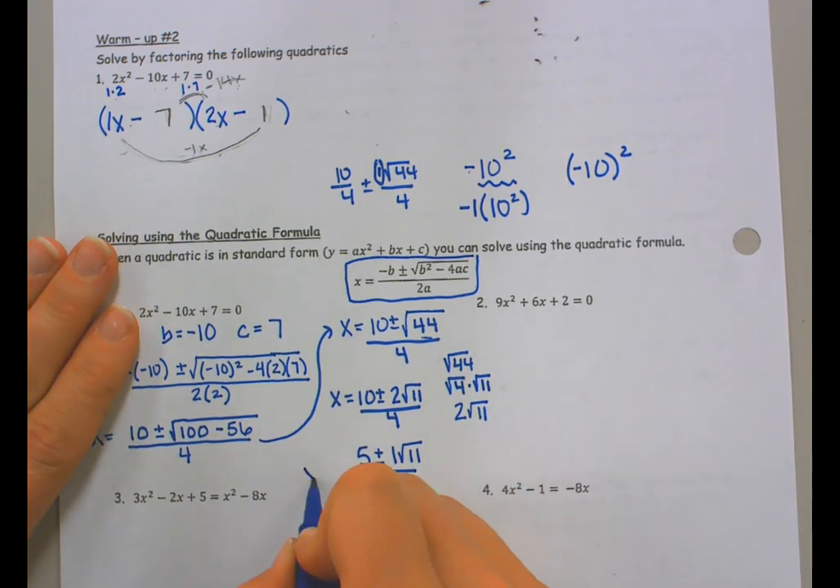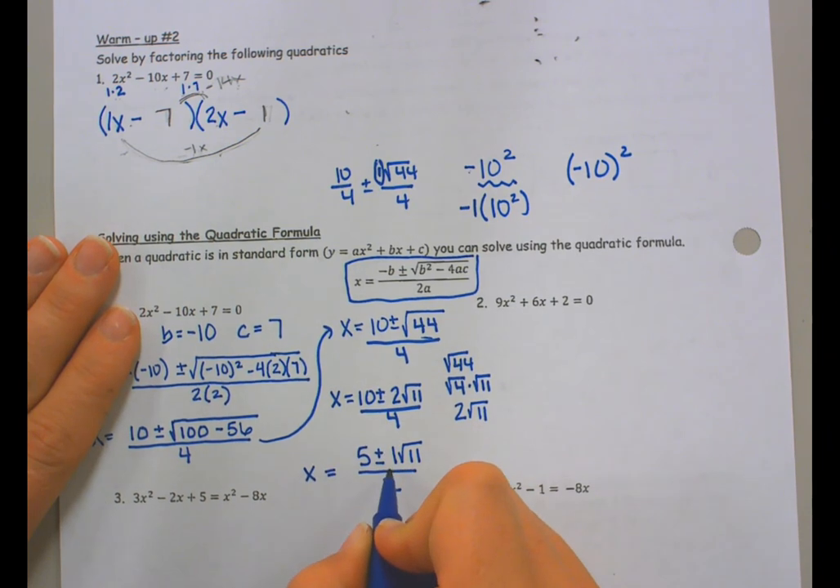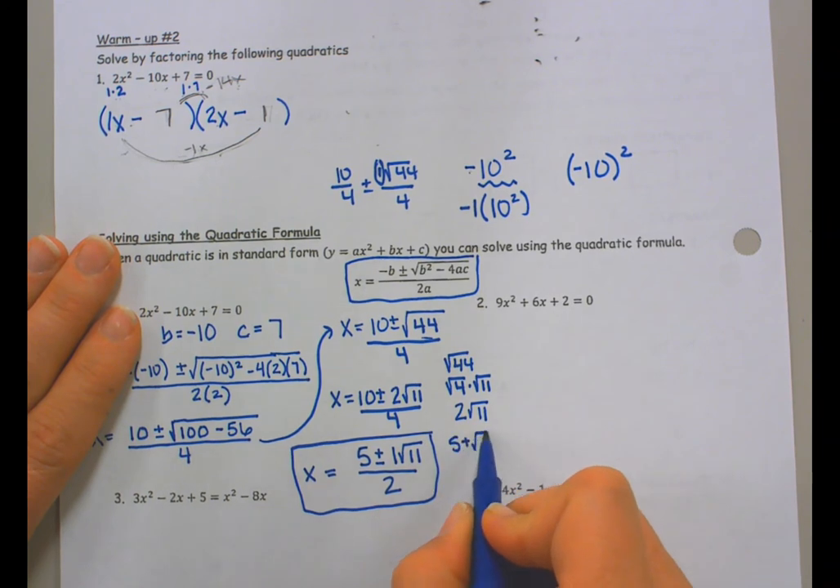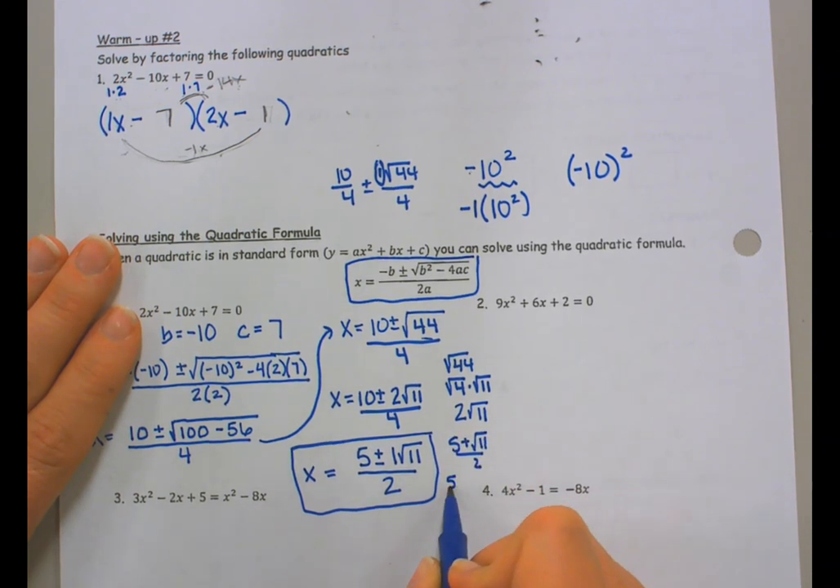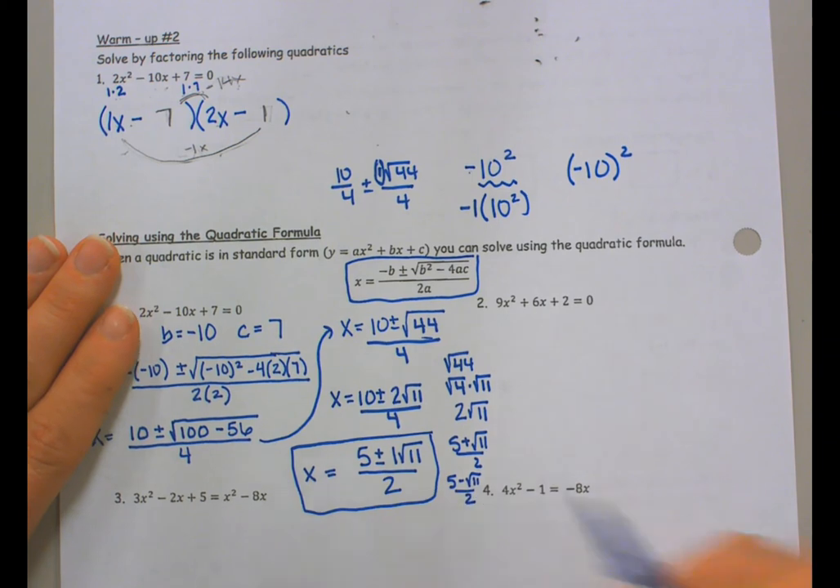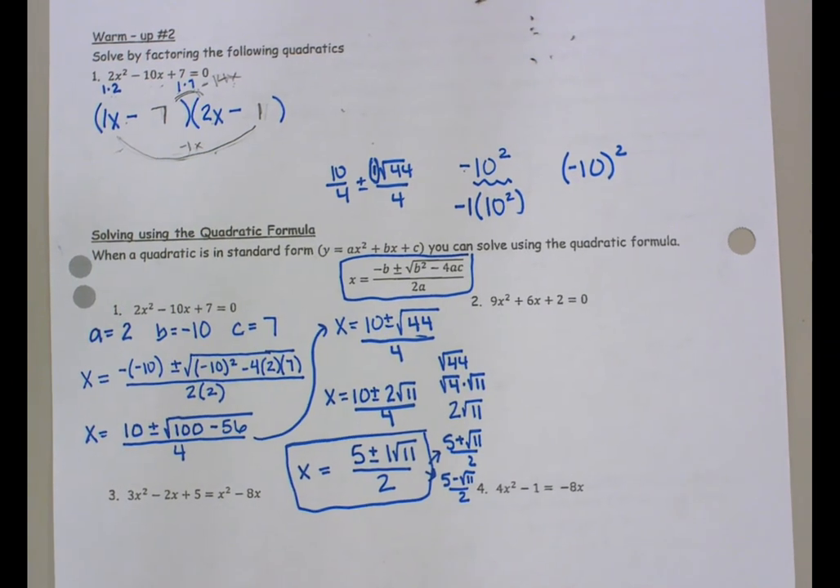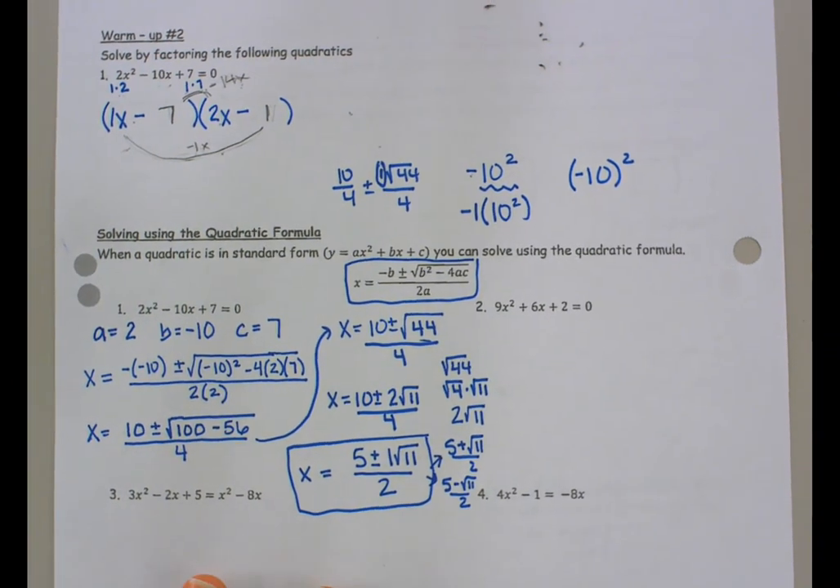So then that means my answer is 5 plus or minus the square root of 11 over 2, which gives us 2 solutions. One of them is 5 plus the square root of 11 over 2, and one of them is 5 minus the square root of 11 over 2. So there are 2 solutions because of that plus or minus. All right, let's look at the next one together.